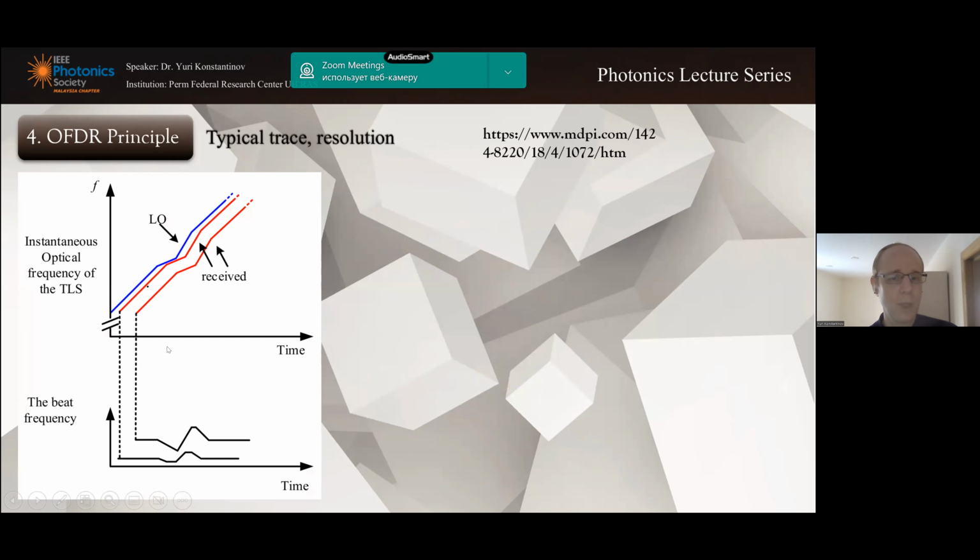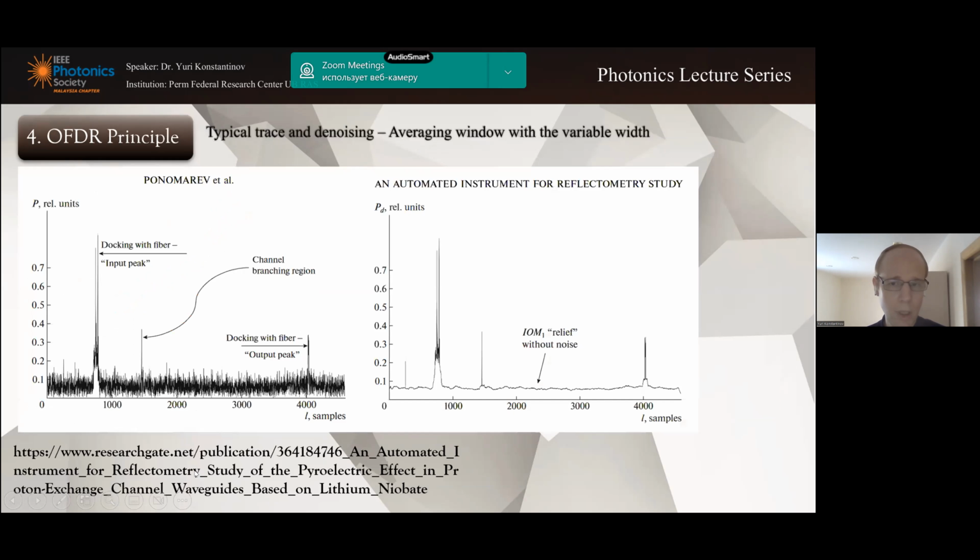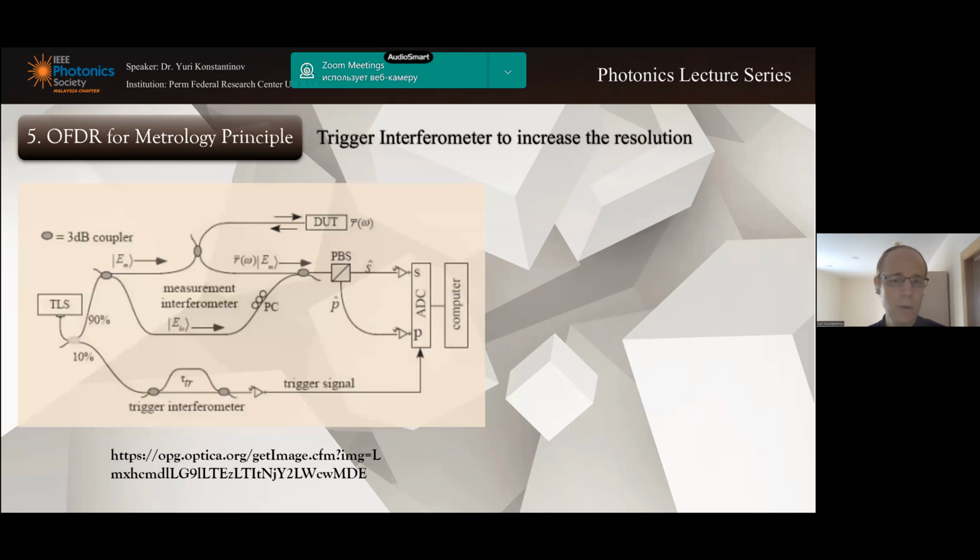Here is the time, and here is the optical frequency of the TLS, and you can see that it's not linear. What can we do? I will go to the next slide. After that, I will go back to this slide. Sorry. What can we do? We can use an additional interferometer.